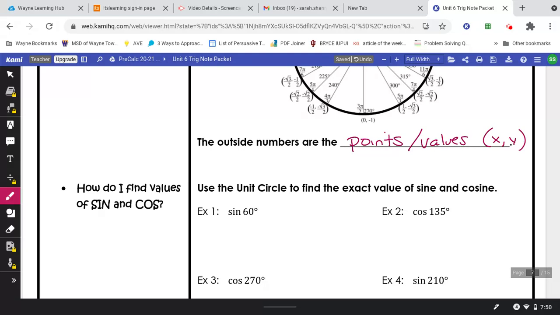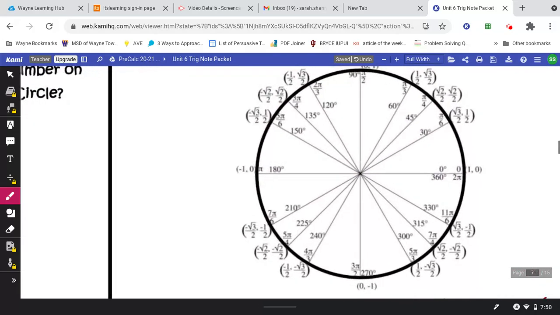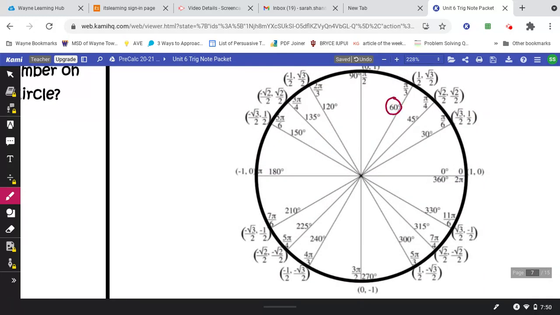Sine and cosine are pretty simple because sine is just the letter y and cosine is just the letter x. So all we have to do is look at our unit circle at the correct location, and then we'll find the exact value. And remember, the values are the numbers on the outside. So for the sine of 60, you would go to 60 degrees right here. And sine is y, so your value would be radical 3 over 2.